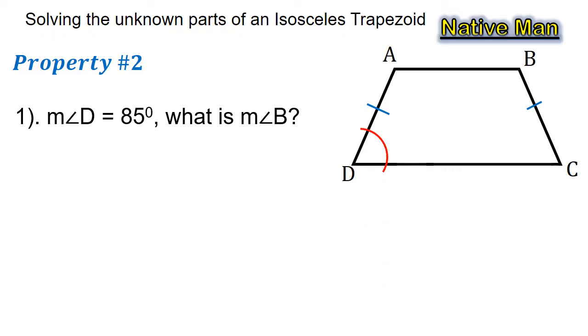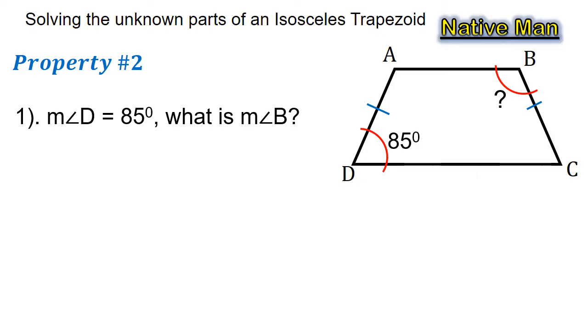So, in the figure, angle D, yan po, that is equal to 85 degrees. And then, ang tinatanong po is the measurement of angle B. So, yan po yung hinahanap po ng problem. So, if you notice, using property 2, they are opposite angles. And opposite angles are supplementary.